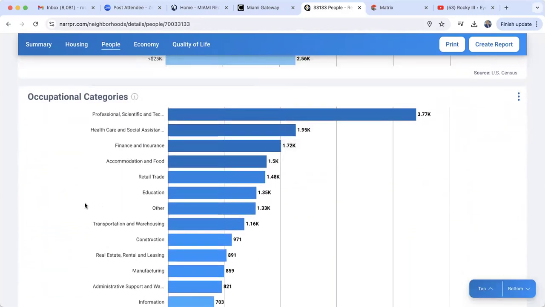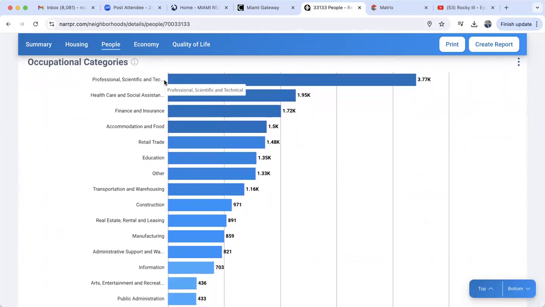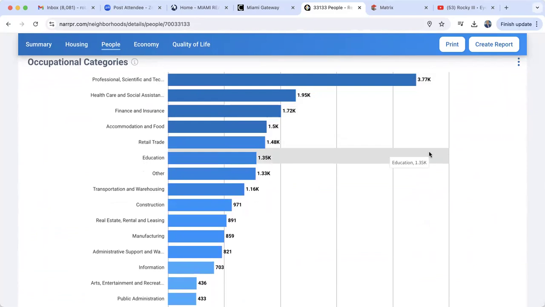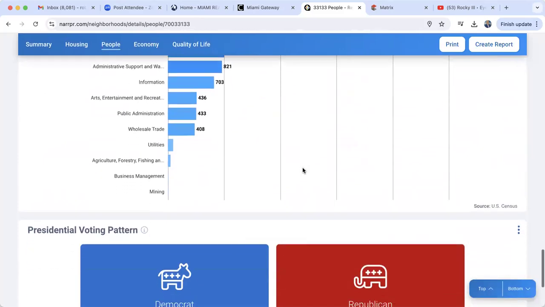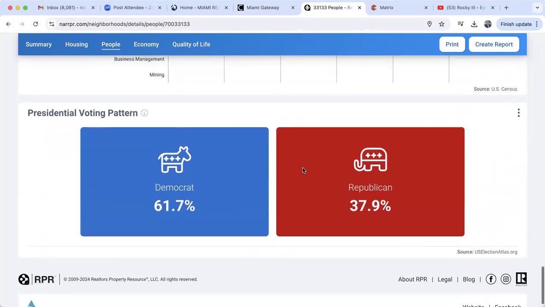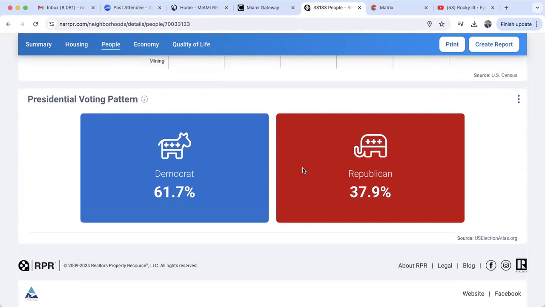And then your occupational category. So the majority of the occupations in the zip code are in the professional, scientific, and technical careers. In second place comes healthcare and social assistance. All right. Where do these numbers come from, guys? Where do these numbers come from?